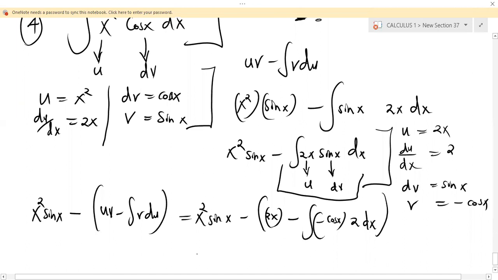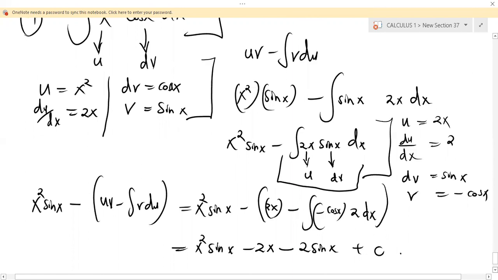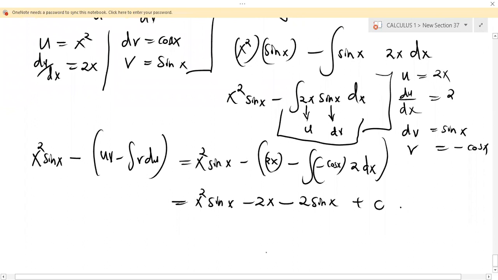So evaluating that, simplifying, we'll have x squared sine x minus 2x, and then minus. So that will give us minus. Here on this other side, we have 2. I can take it outside. And then the integral of cos x: if you integrate cos x, you get sine x plus c. And that becomes your answer. So I hope that's clear. In a similar manner, you guys can do this one.